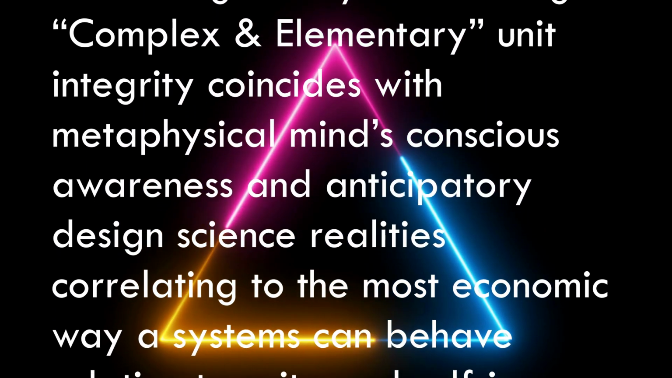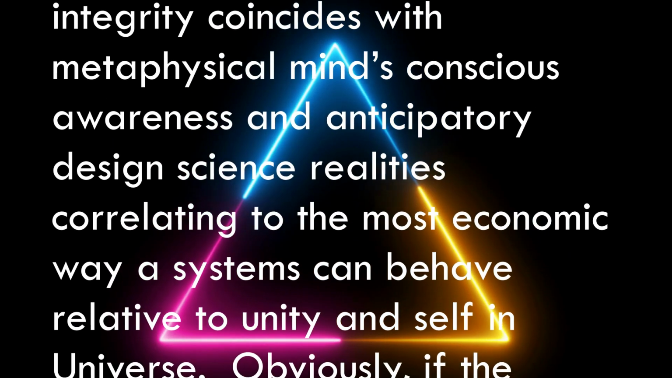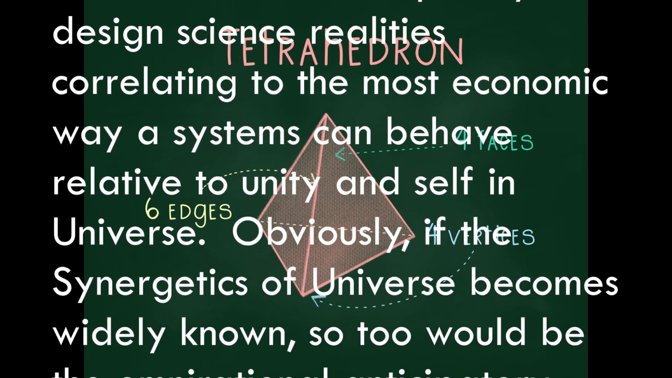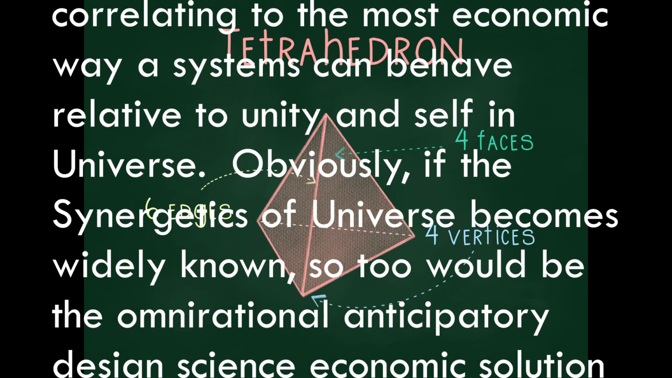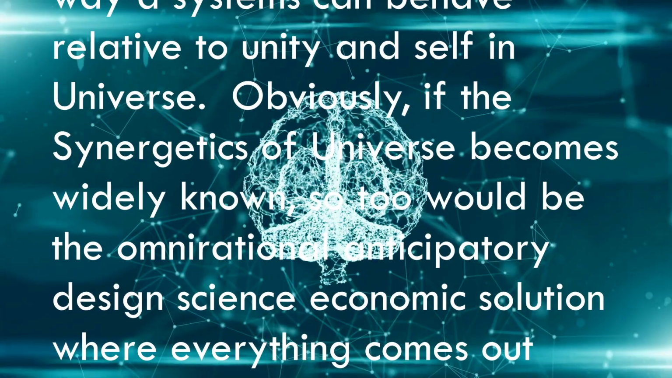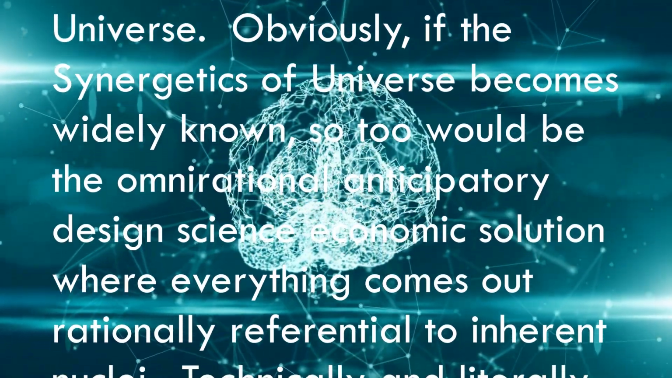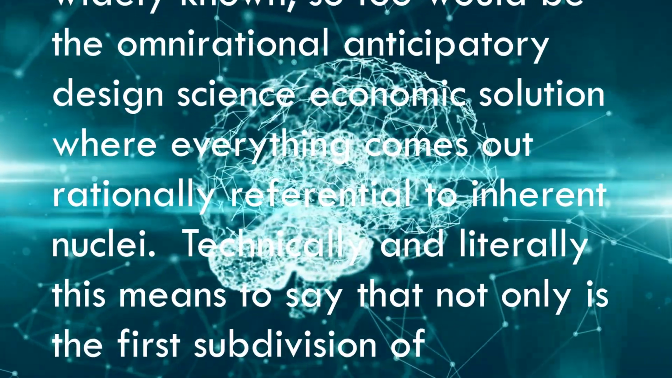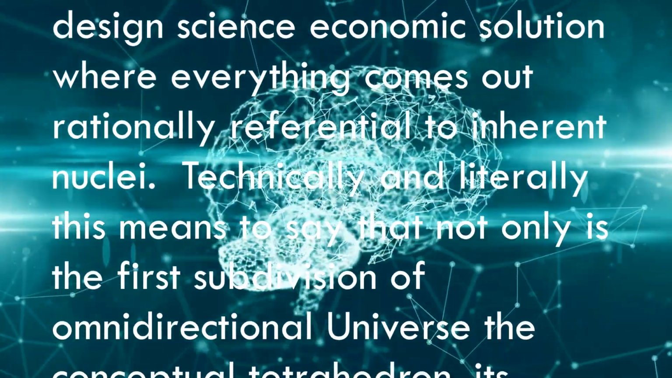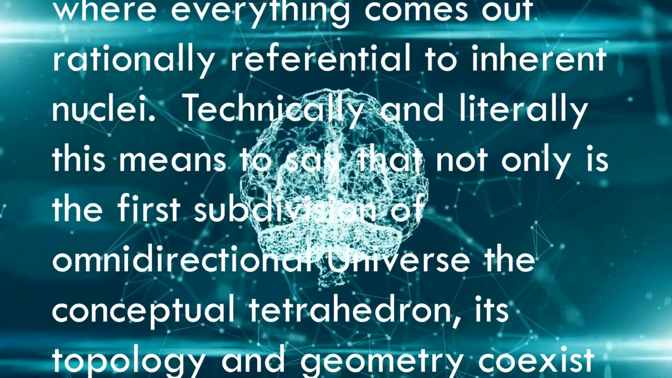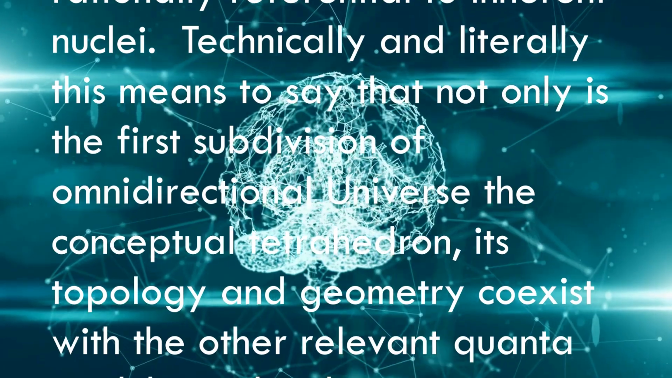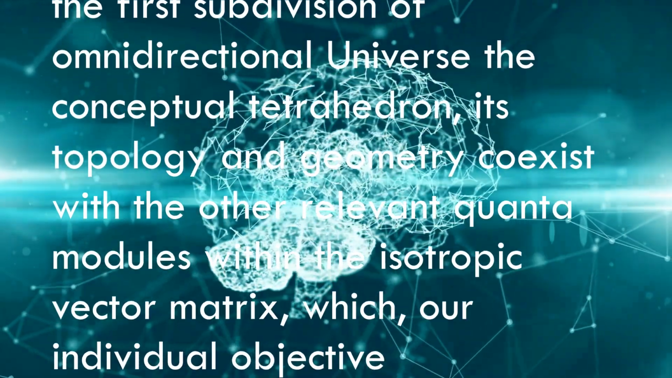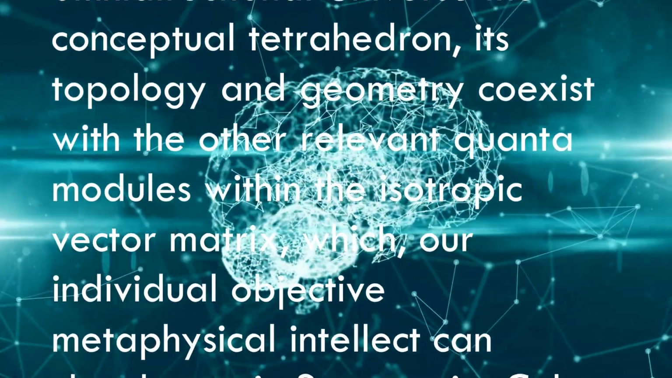Obviously, if the synergetics of universe becomes widely known, so too would be the omni-rational anticipatory design science economic solution, where everything comes out rationally referential to inherent nuclei. Technically and literally, this means to say that not only is the first subdivision of omnidirectional universe the conceptual tetrahedron, its topology and geometry coexist with the other relevant quantum modules within the isotropic vector matrix, which our individual objective metaphysical intellect can clearly see in Synergetics color plate number 9.